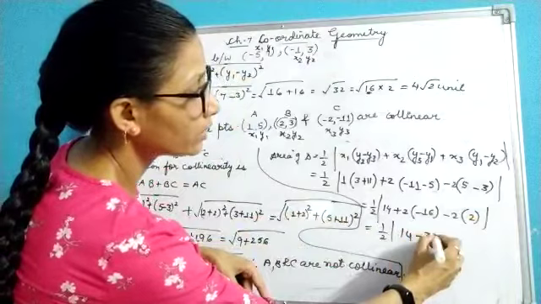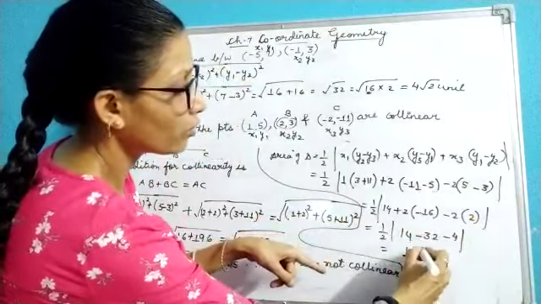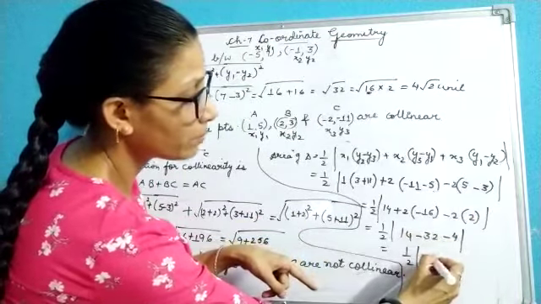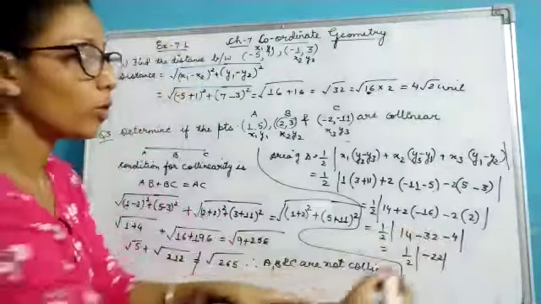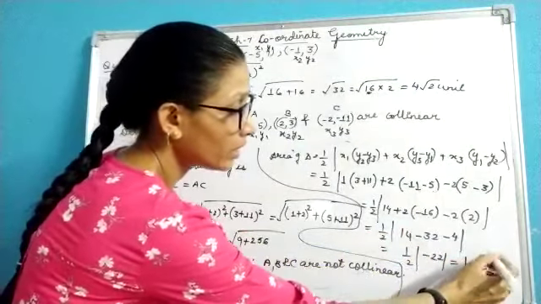14 minus 32 minus 4, which will give me half of 14 minus 4 is 10. 10 minus 32 will give me minus 22. But this is in mod, that means it will be positive. So 2 into 22, which gives me 11.